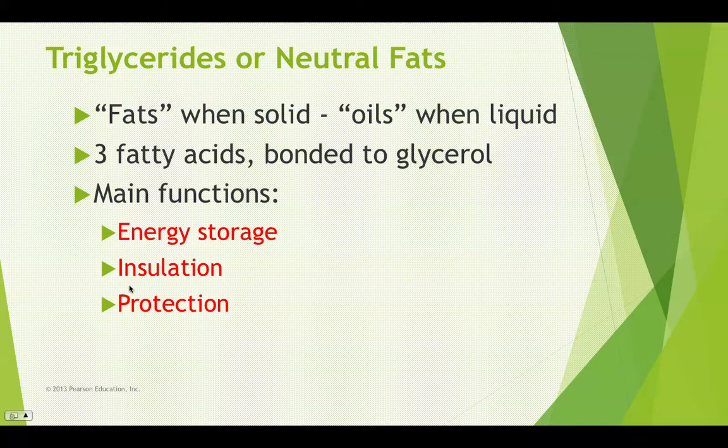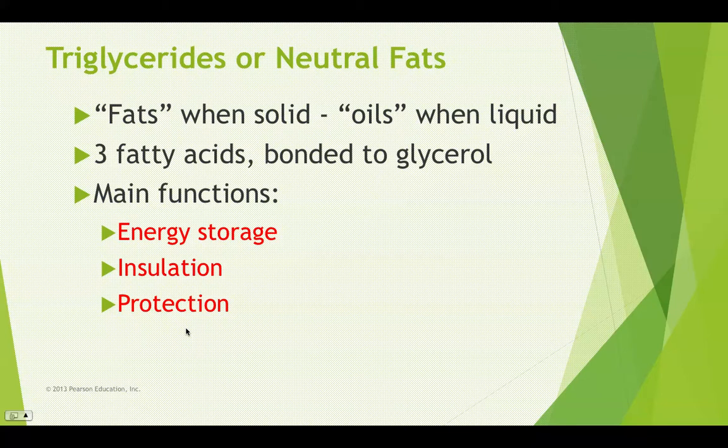It also provides insulation and protection. So with insulation, sometimes if someone is really, really thin, they don't have much body fat, they will often become cold much more quickly than someone who has a layer of adipose tissue. Also, in a hot environment, they will become overheated much more quickly. So fat is your friend.